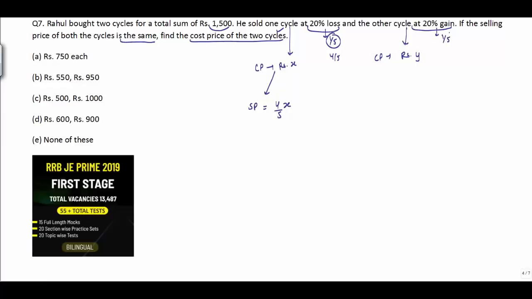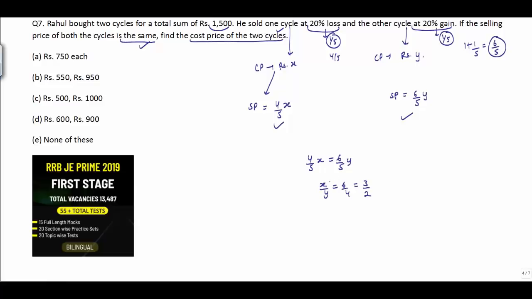20% gain means gain of 1 by 5, so the multiplying factor would be 1 plus 1 by 5 because it is the case of gains, 6 by 5. Here the selling price would be 6 by 5 of cost price, that is rupees Y. According to question, both of these selling prices are same. So let us equate these two. 4 by 5 X equal to 6 by 5 Y. Very simply, X by Y is equal to 6 by 4, which is nothing but 3 by 2.